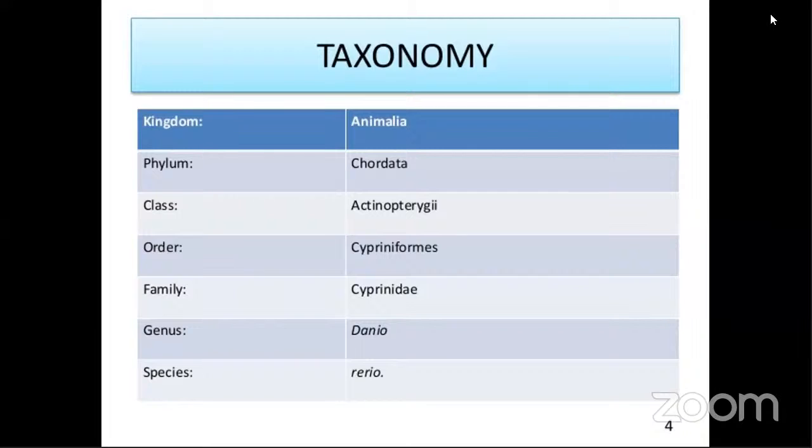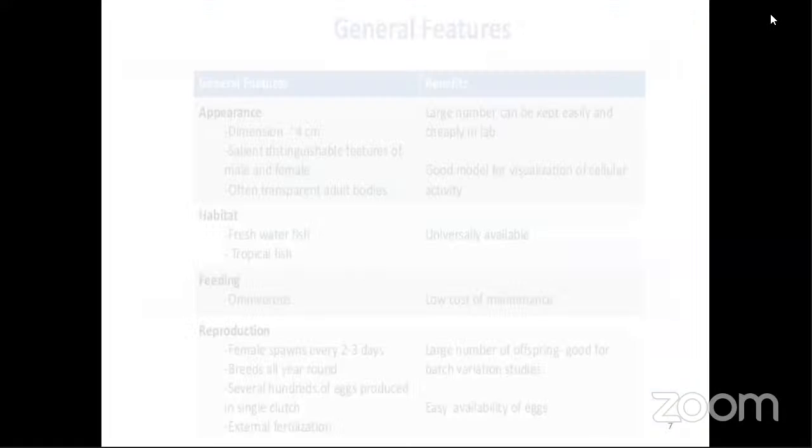Species, what we are calling it as Rio. Genus, what we are calling it as Danio. Family, what we are calling it as Cyprinidae. Order, Cypriniformes, and the class of Actinopterygii. And this is about the taxonomy.